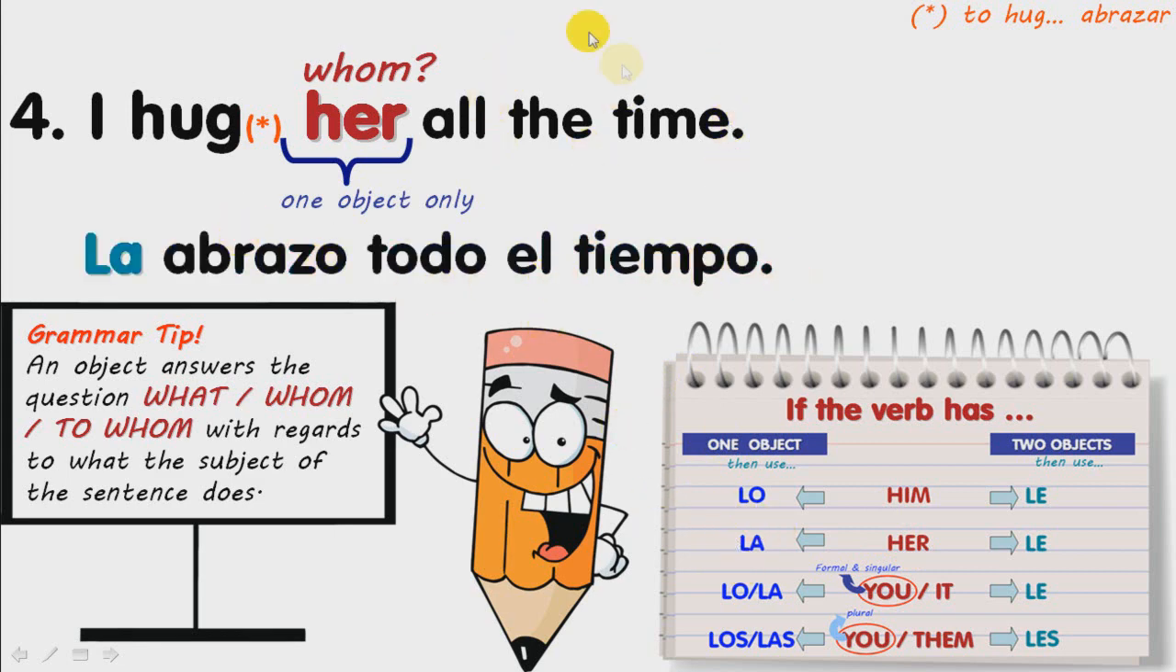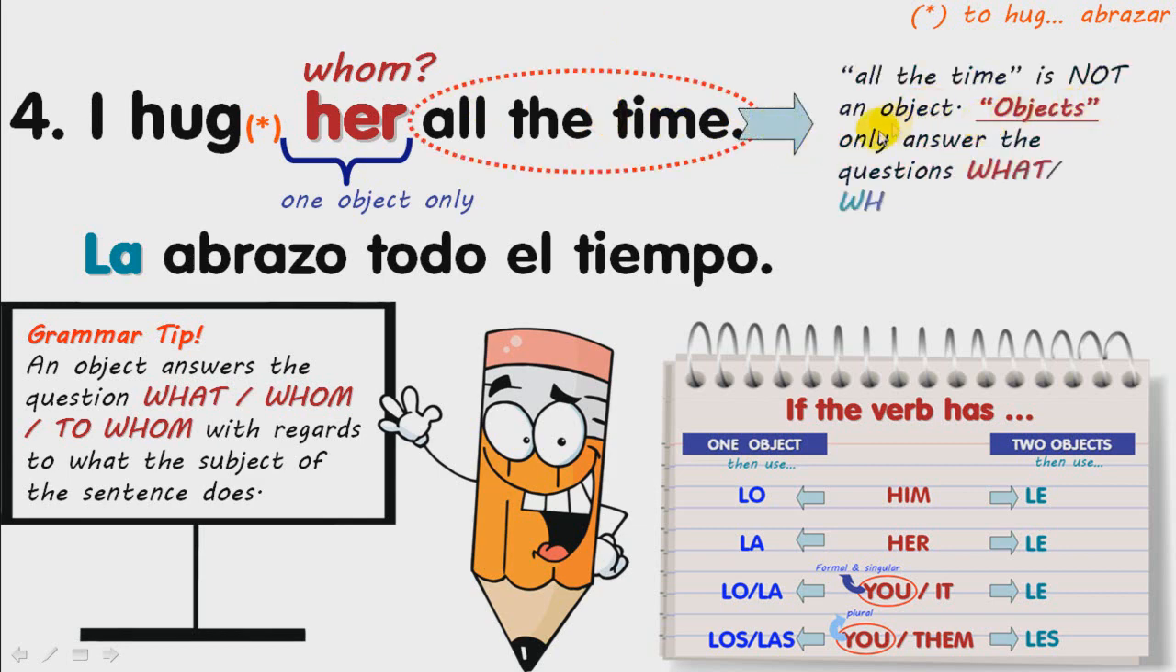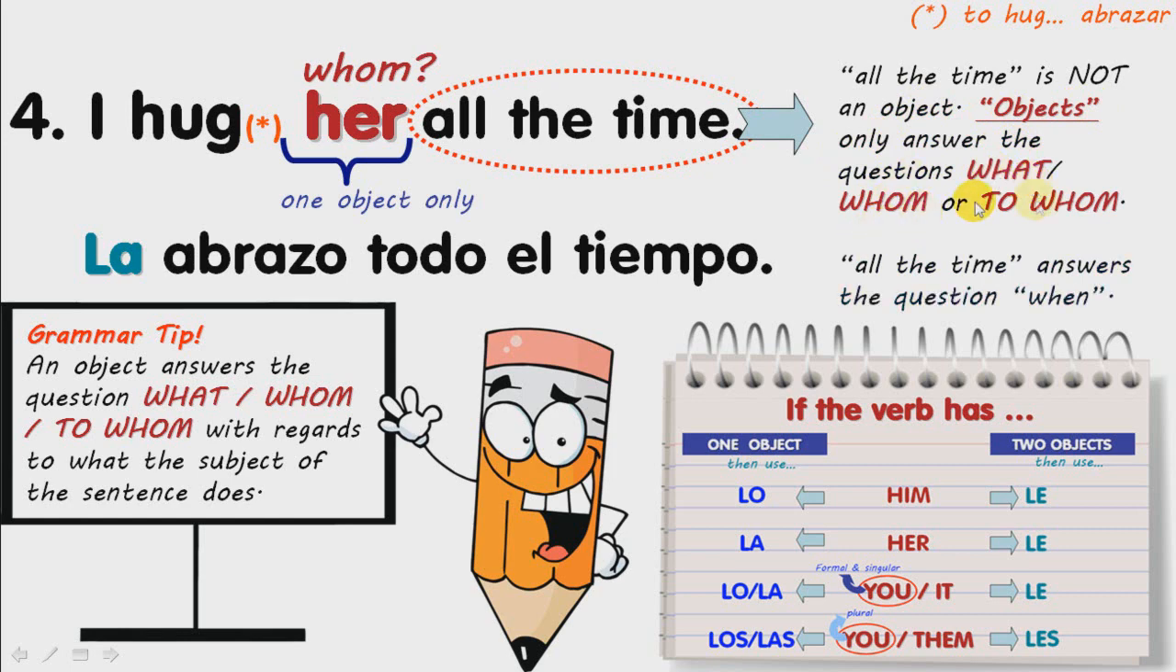But what about all the time? Well, all the time is not really an object. Objects answer the questions what, whom, or to whom. All the time answers the question when, so it's not an object. And again, as we have here one object, the translation of her is la.